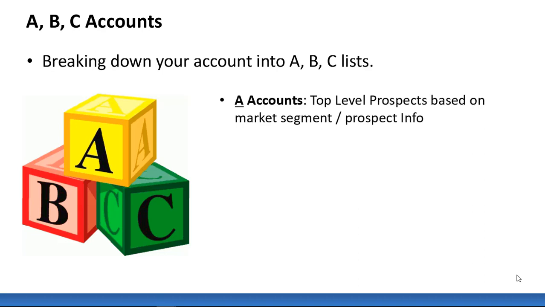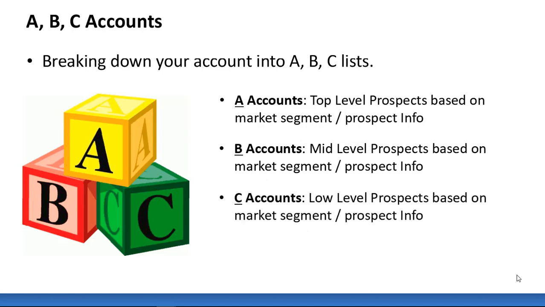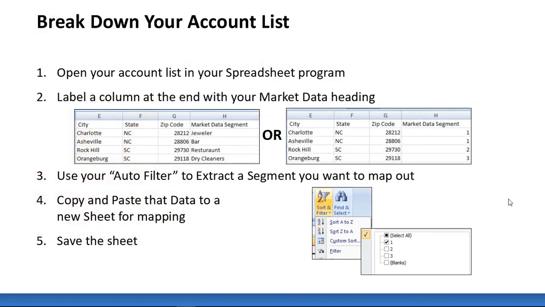So generally speaking, I like to keep things easy. I'm going to show you how to break your accounts into A-level accounts. Those are top-level prospects based on your market segment prospect info. B-level accounts, which are mid-level prospects based on that same info, and C-level accounts, which are low-level prospects, probably ones that you're going to go after last.